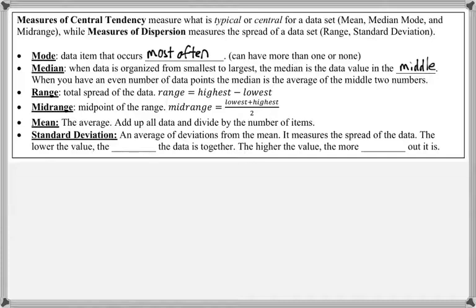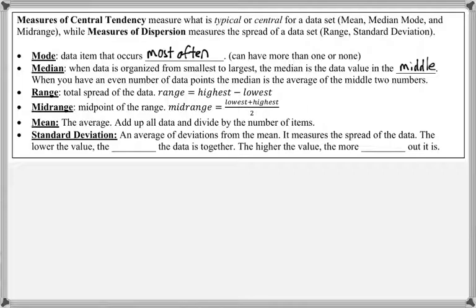The range is the total spread of the data. So we would take the highest value and subtract the lowest value. The mid-range is the midpoint of the range. So you would take the lowest value, add the highest value, and then divide by 2.